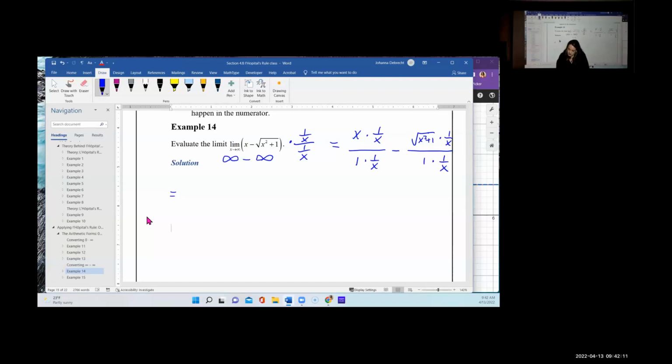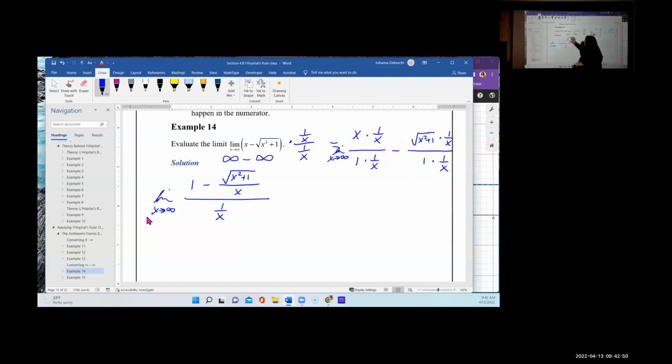L'Hopital's rule. So x times 1 over x gives me 1 minus, and then I have this radical x squared plus 1 divided by x, all divided by 1 over x. And I forgot my limit. X is going to infinity. All right? So I have the limit of this expression right here, and I want to see what I can do to it in order to simplify it some more.